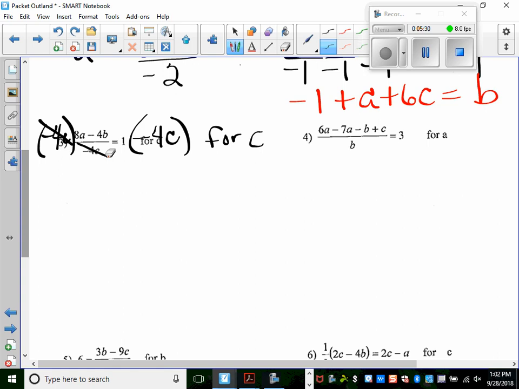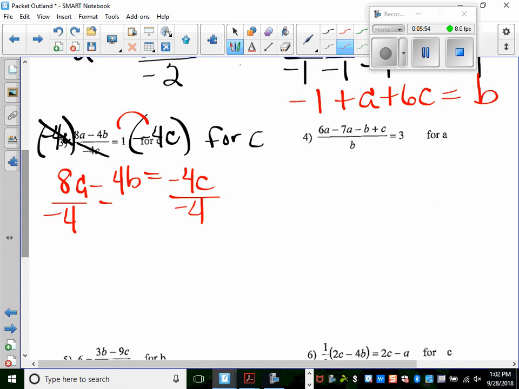I'm going to write down what I have left after that, 8A minus 4B equals, now you can multiply unlike terms, equals negative 4C. All right, and then since I'm solving for C, and that negative 4 is being multiplied, I'm going to do the inverse, which is to divide. So when I divide, I'm going to get negative 2A plus B equals C.